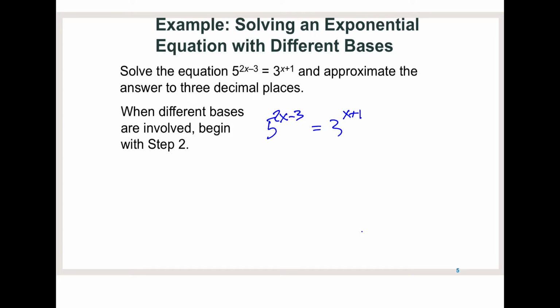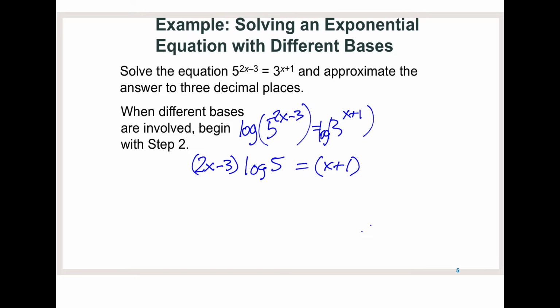And once we've done that, this is where we take either the natural or the common log. I'm going to take the common logarithm here. Not for any particular reason, because they'll both work. I just want you to see that it works with both methods. So again, we're taking the log of a base raised to a power. We can rewrite that with the power rule as 2x minus 3 times the log of 5 equal to x plus 1 times the log of 3.